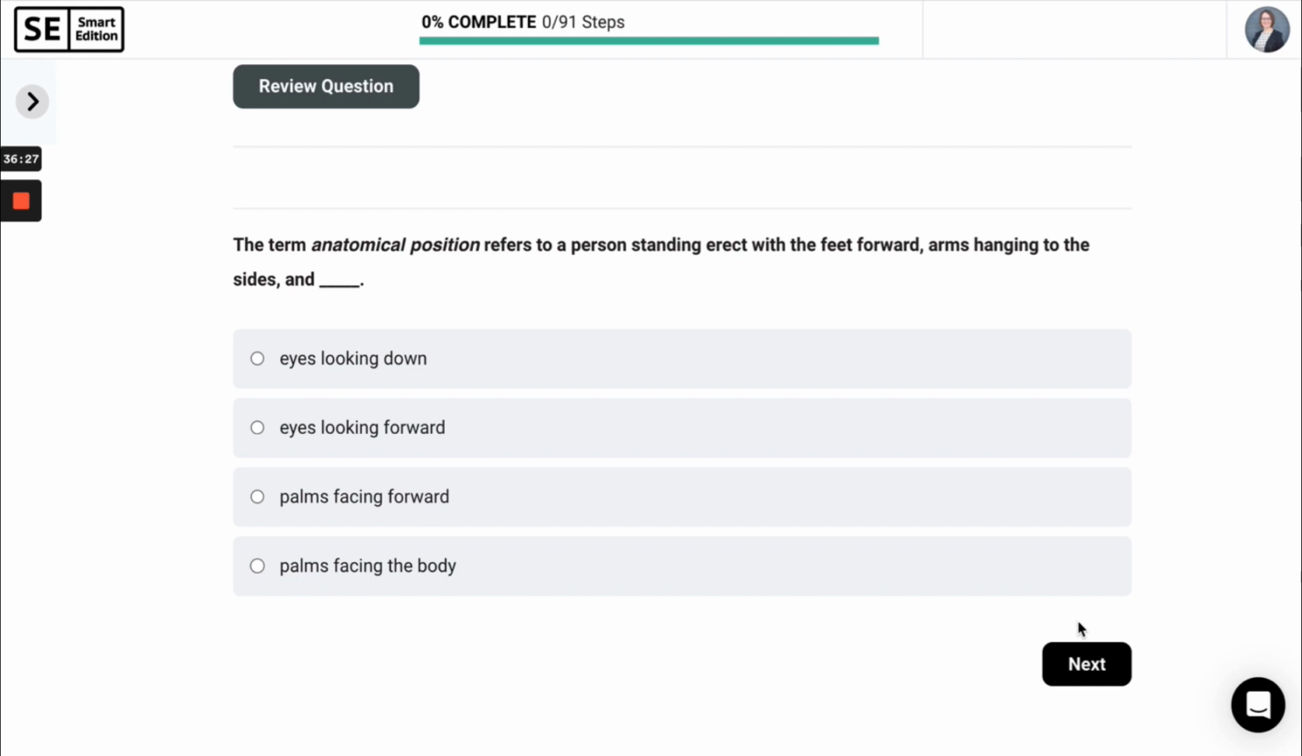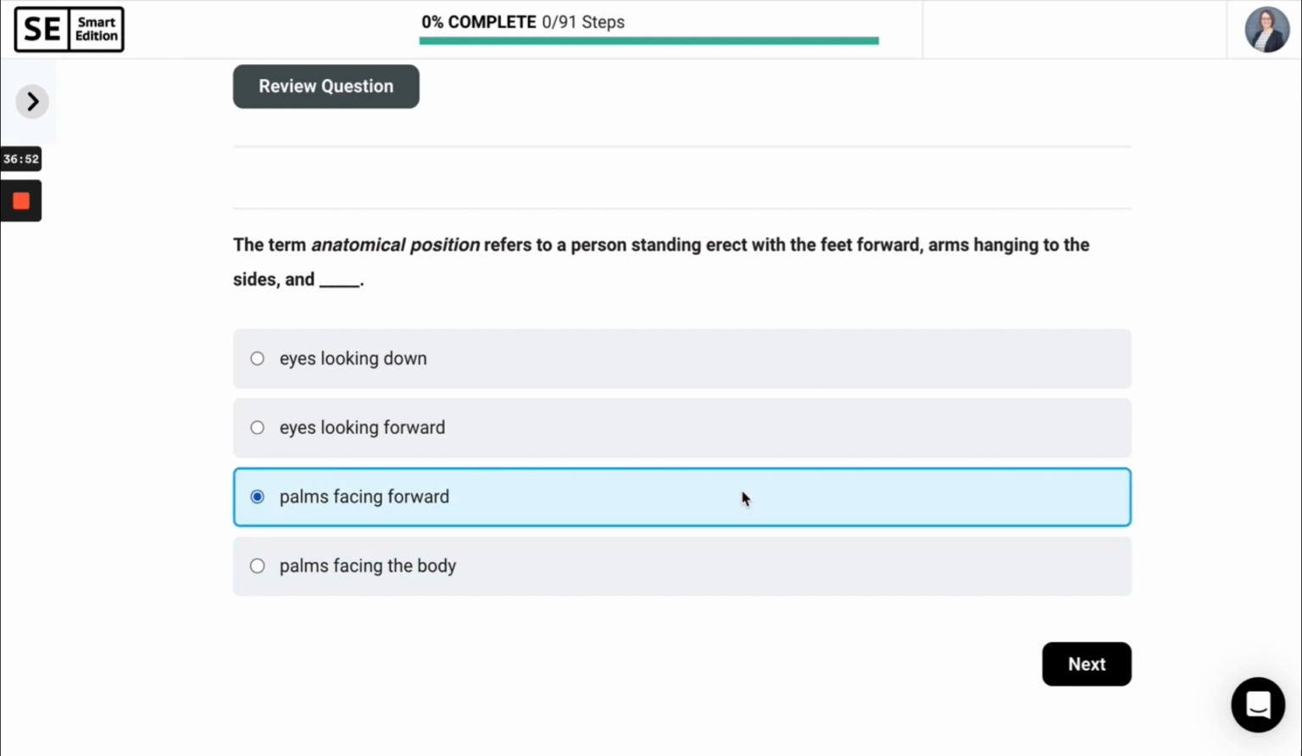The term anatomical position refers to a person standing erect or upright with the feet facing forward, the arms hanging to the sides, and blank. Is it eyes looking down, eyes looking forward, palms facing forward, or palms facing toward the body? The correct answer here is palms facing forward. So remember, when we're talking about directional terms, when we are referring to the body, we are referring to the body in the anatomical position.